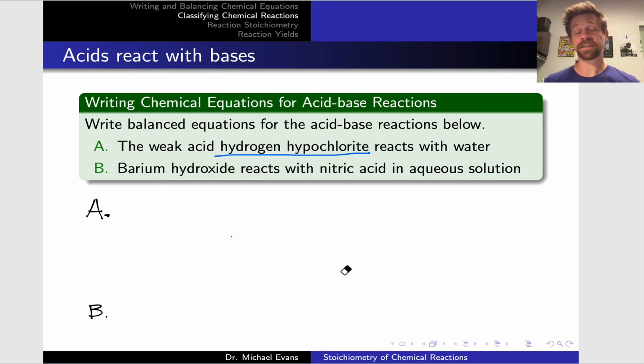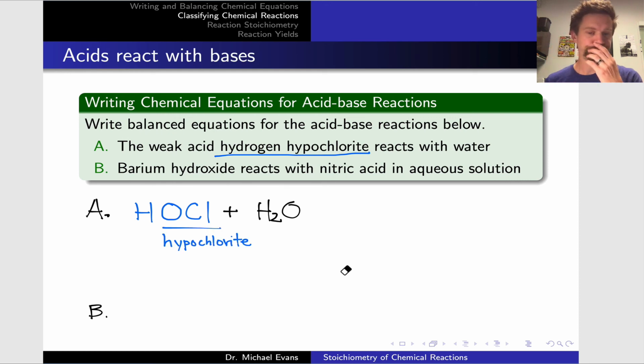Let's work through a couple of examples of writing balanced equations for acid-base reactions based on textual descriptions. So in A, we have the weak acid hydrogen hypochlorite reacts with water. Well, hypochlorite we've actually seen previously as the OCl or ClO minus anion. So hydrogen hypochlorite is simply that anion paired together with H plus to make HOCl. And that's an acid. The text essentially tells us that, indicating that water acts as the base.